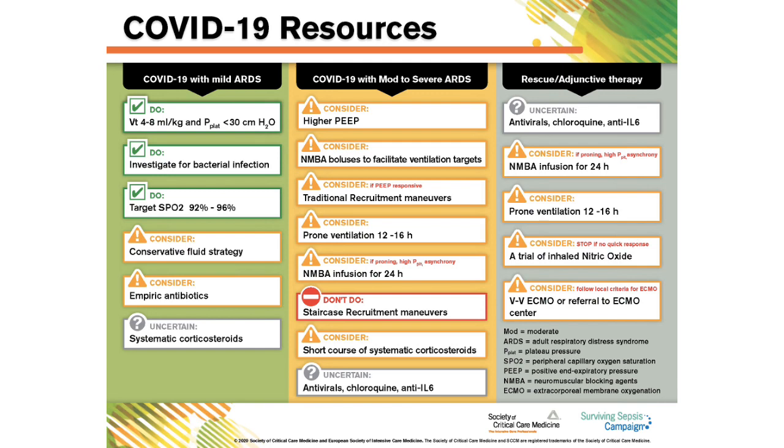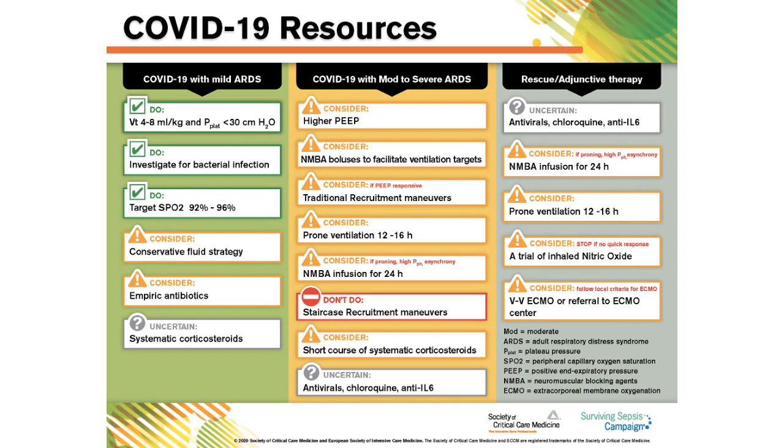This infographic is from the Society of Critical Care Medicine, and it lays out a really nice stepwise approach to COVID-19 patients with acute respiratory failure. So on the left-hand side, the green part of the screen, you see the mild ARDS case. They're advocating for all the things that we talked about today. Low tidal volume ventilation, plateau pressures of less than 30 centimeters of water, investigate for bacterial infections, shoot for an oxygen saturation between 92 and 96%.